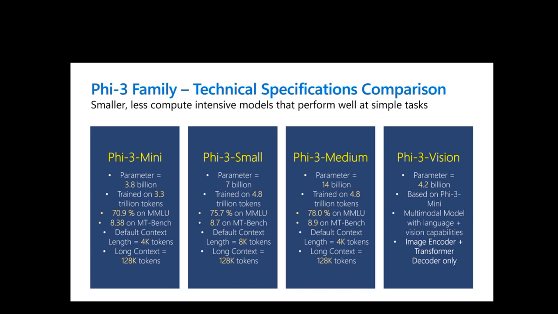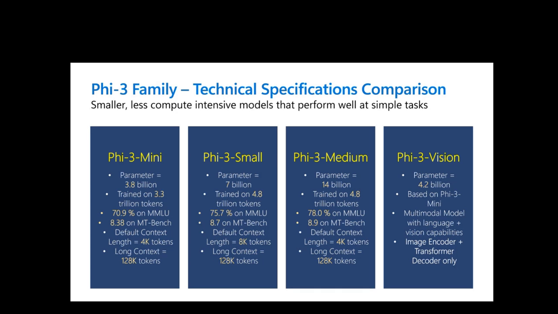So technically, comparing across all three models at a very high level, mini, small, and medium, medium has the highest results, I would say, in terms of both MMLU and MT-Bench. And they again are available in two variants right now: the default context length, which is 4K, and the long context length of 128K. This is the same as that of the mini and the small.